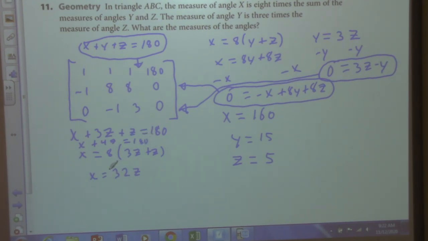And then you can substitute in for this x here. So you end up with 32z plus 4z is equal to 180. And then you have 36z equals 180. And so you divide by 36, you get z equals 5. And then after you get z equals 5, that's easy because you have y is 3 times 5, or 15. And then supplementary angles add up to 180. So you'd have 20 plus what equals 180, well, that's 160. So that's going to be a weird looking triangle, right? Yes. But that's what it is.